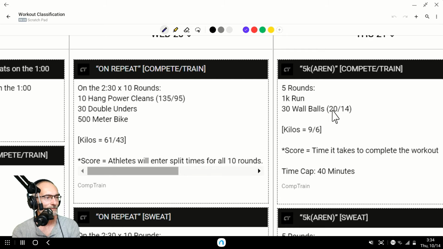Oh boy. Let's see if we can figure out what this is. Well, we have weightlifting, we have monostructural and monostructural. Does 2.5 minutes give me enough time to rest here?